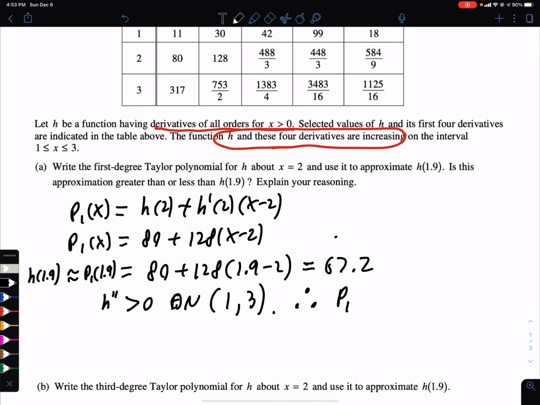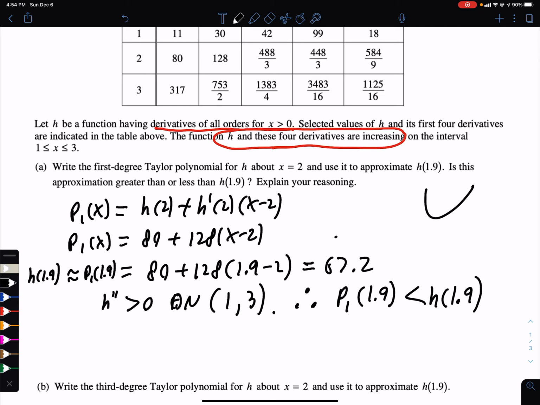Therefore, P1 of 1.9, since h double prime is positive, is an under approximation. Just put the less than sign. P1 of 1.9 is less than h of 1.9. There we go. So that's the answer to part A.